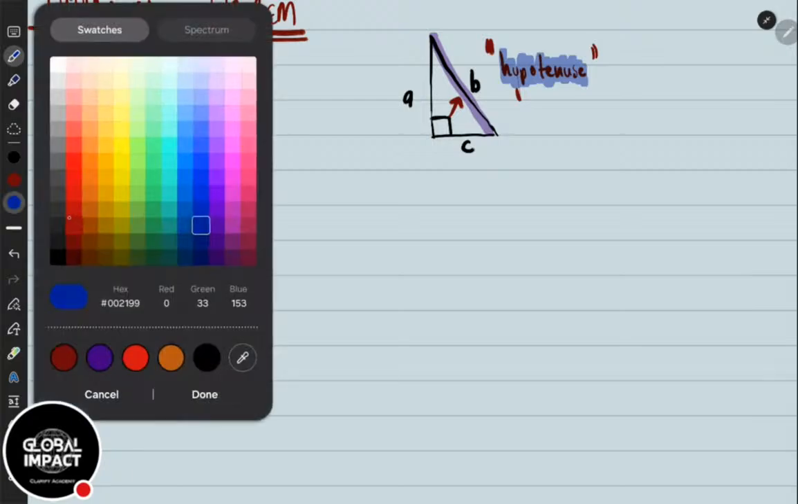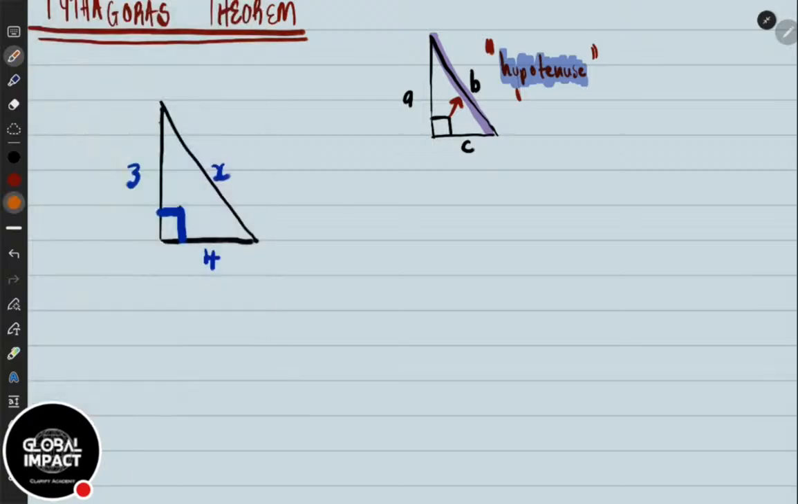The hypotenuse goes on its own side, and the rest will go on their own side. So this A and this C will go on their own side, and the hypotenuse will go on its own side. You say hypotenuse, which is B, so it'll be B squared is equal to the other two sides, A squared plus C squared. This becomes the Pythagoras theorem.